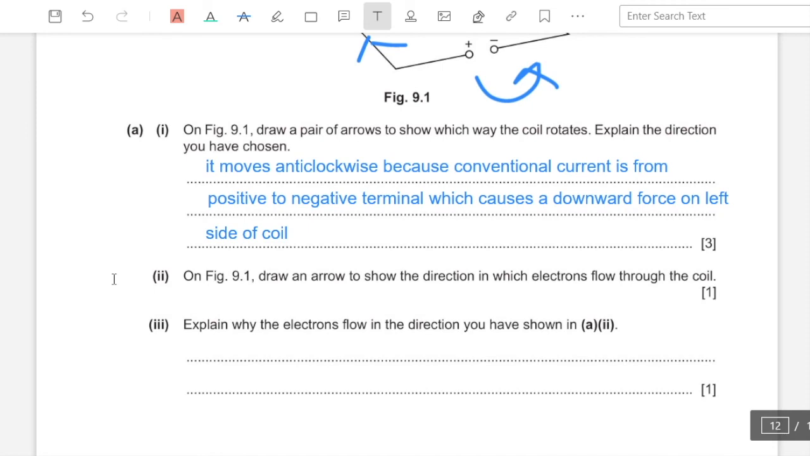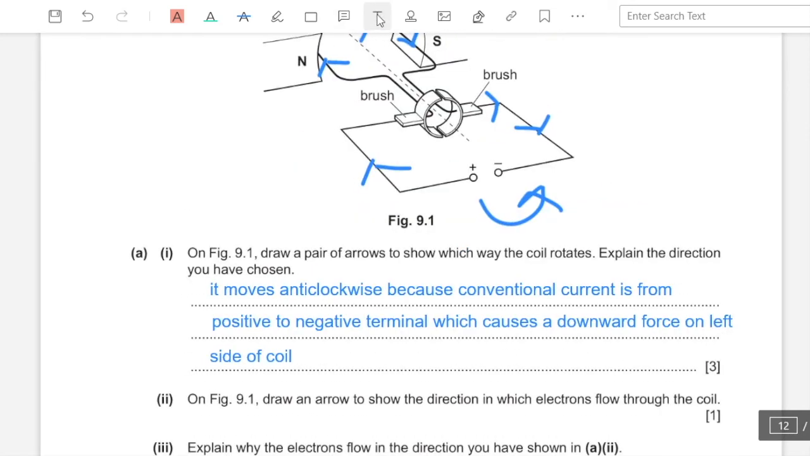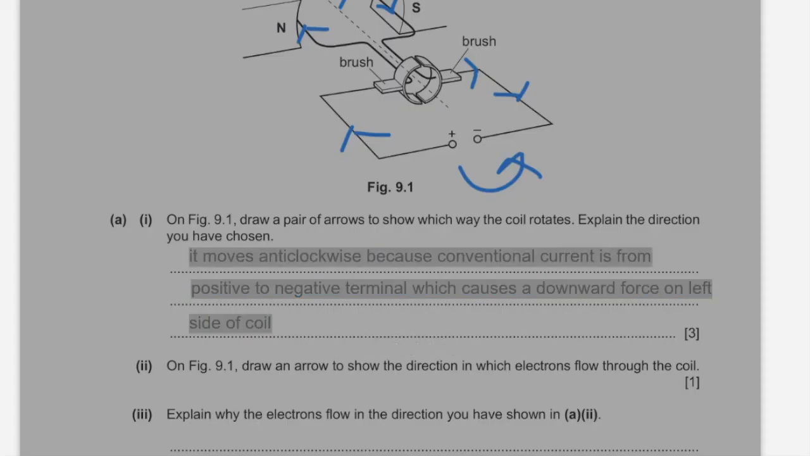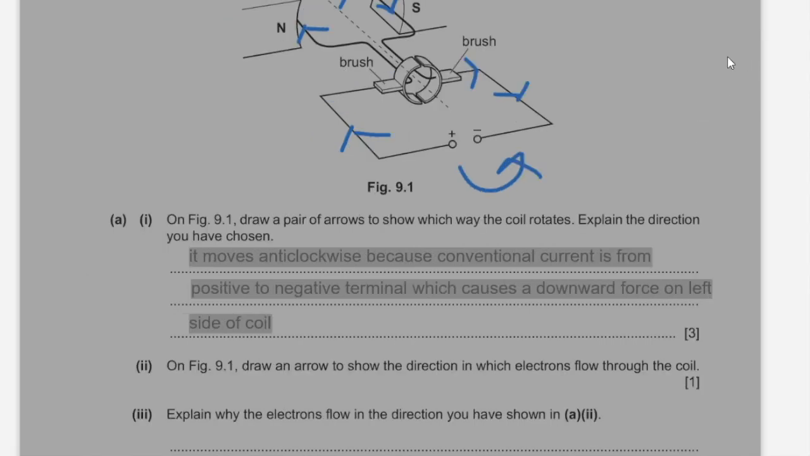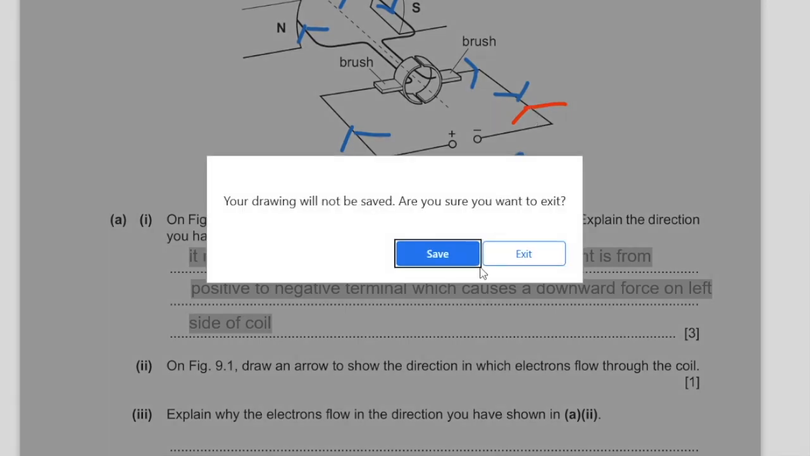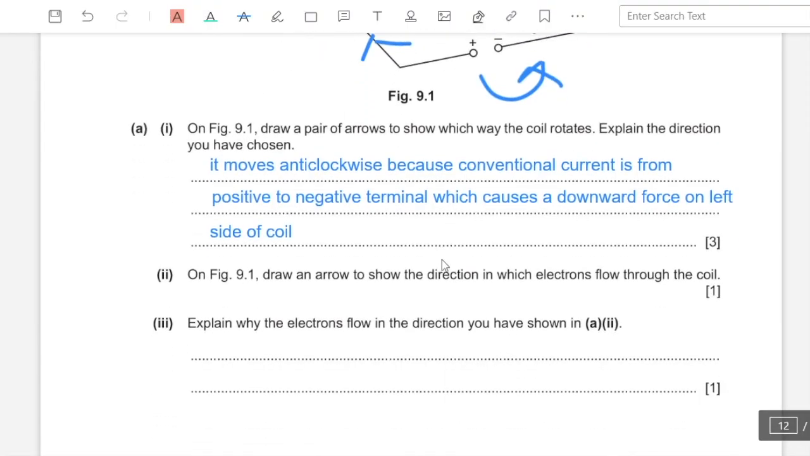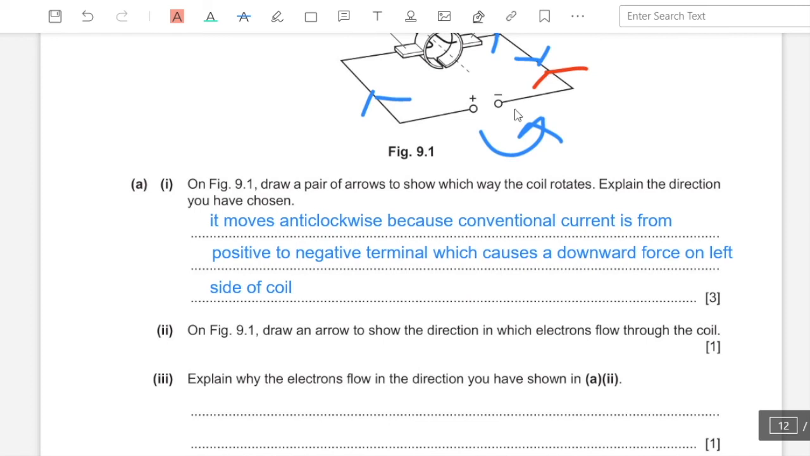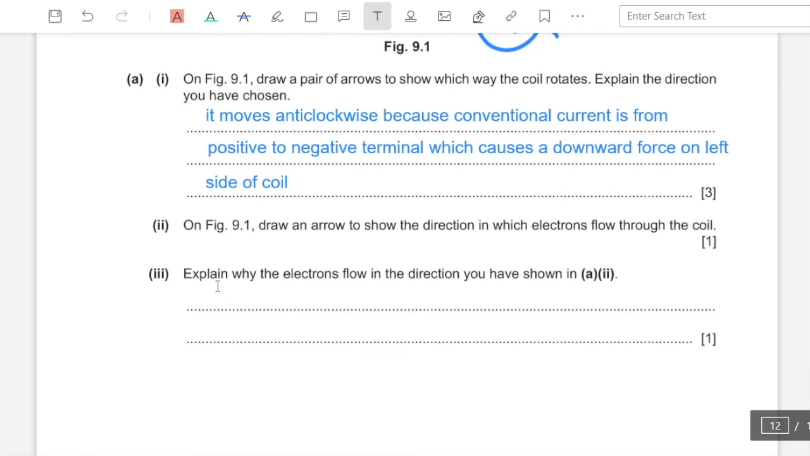On figure 9.1, draw an arrow to show the direction in which electrons flow from the coil. Alright, I'll change the color over here so that you can differentiate. The electrons move from the negative terminal to the positive terminal, which is exactly the opposite direction of conventional current. Explain why electrons flow in the direction you have mentioned in A1. Because electrons and this terminal have the same charge, they repel each other. Electrons are repelled from this terminal.